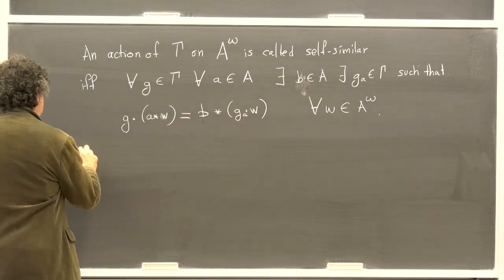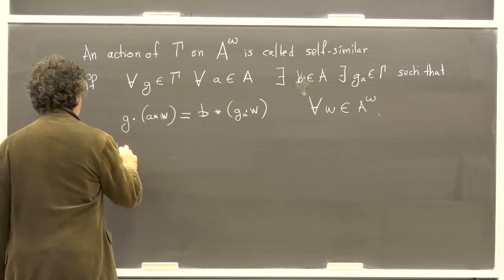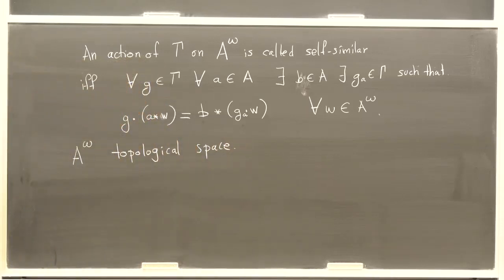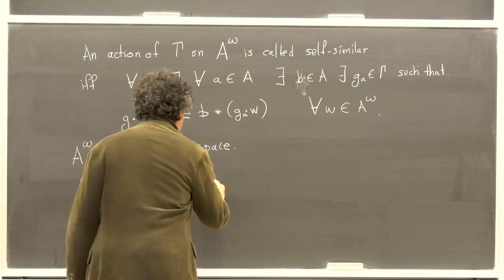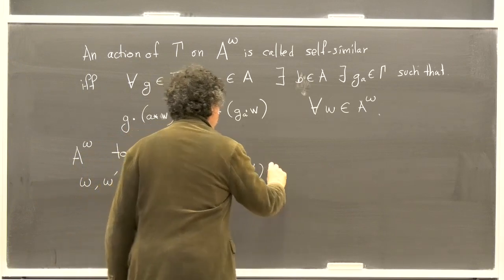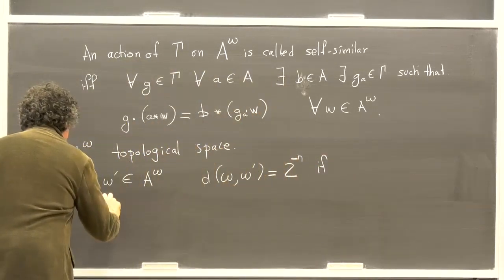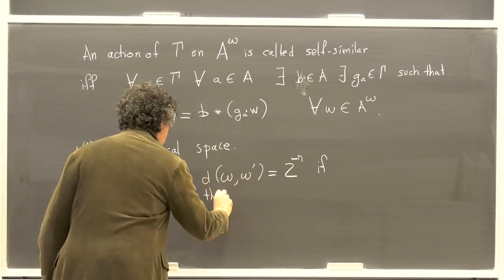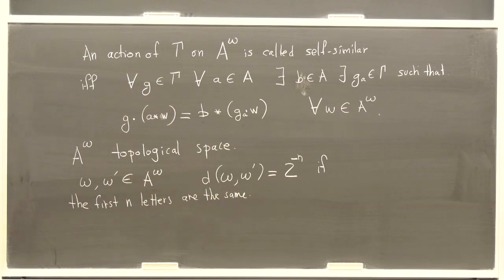Now I need to define what a minimal action is. Let me remember that A omega is a topological space. For example, the simplest way to define the topology on A omega is to define a metric. Simply, if w and w prime are in A omega, you say that the distance between w and w prime is 2 to the minus n if the first n letters are the same, but not the next one.